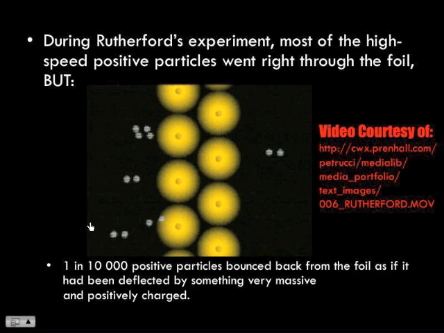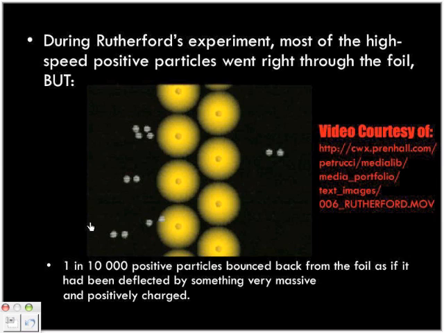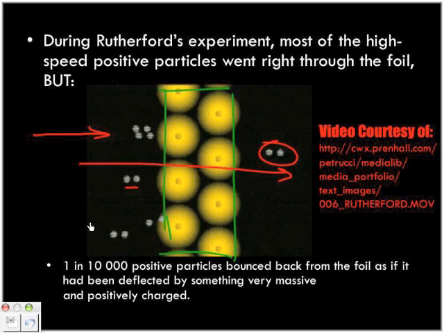So what we have here are these particles. These particles were being shot in this direction, right? These are the positive particles, and this is the gold foil itself. He shot them, and it was assumed that these particles were going to go all the way through, as some of these did. But what he noticed was that about 1 in 10,000 of these particles actually bounced either in a different direction or backwards.